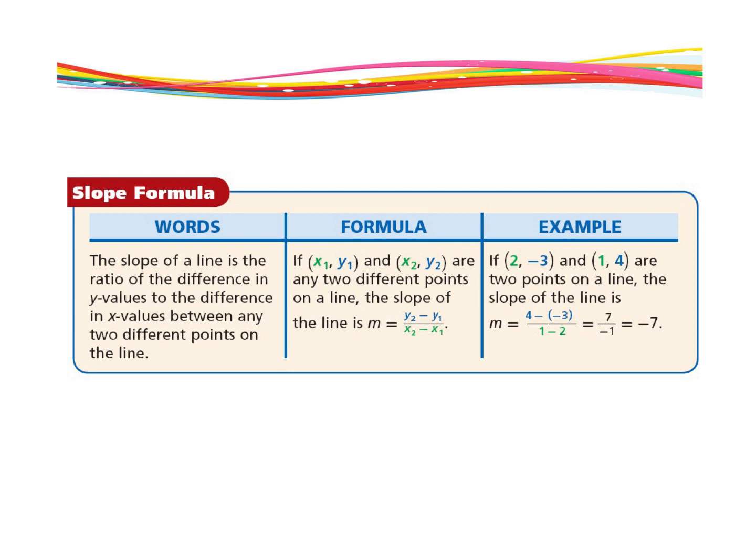The formula, like I showed you, they give you an x1, a y1, an x2, and a y2. And are any 2 different points on a line to the slope where the line is M equals y2 minus y1 over x2 minus x1, which is the point we did before. Now, in this example, they have 2 comma negative 3 and 1 comma 4. So again, different points, we're good to go. Our 2 points on the line, the slope of the line is that.